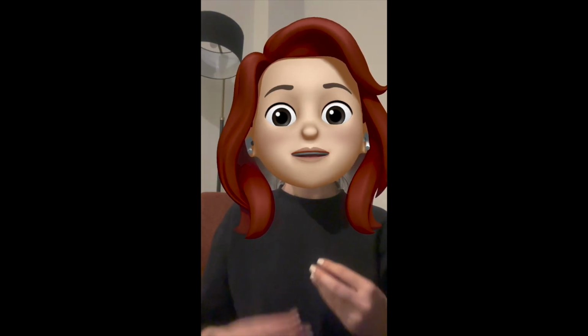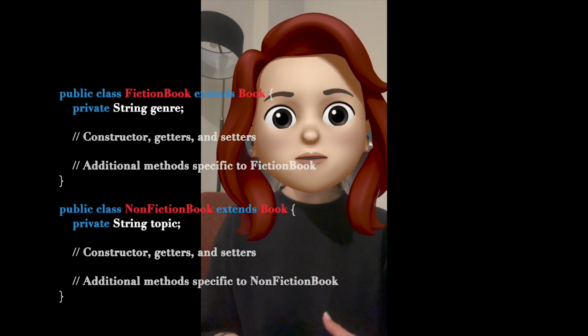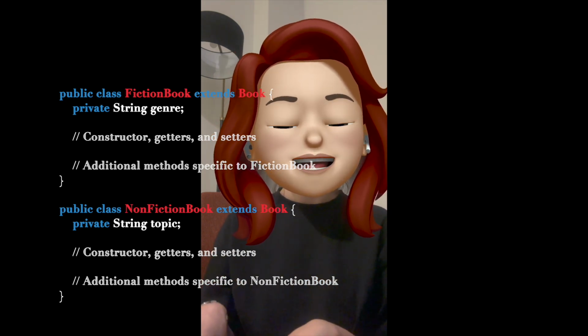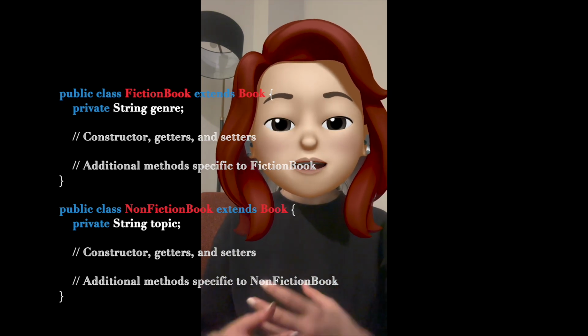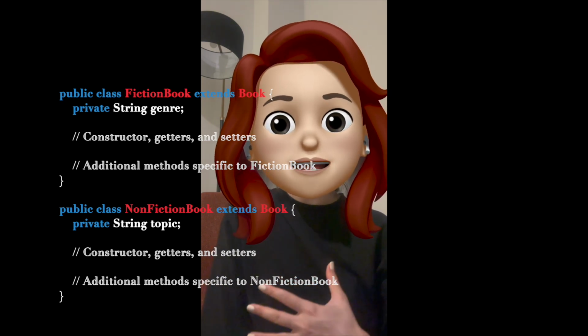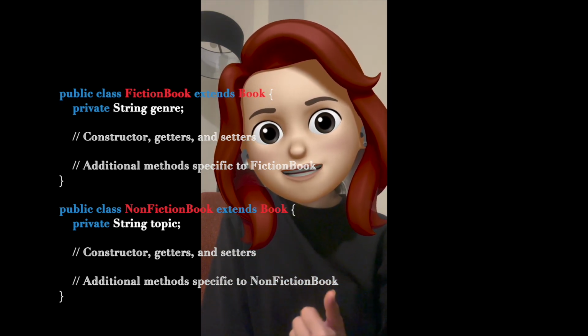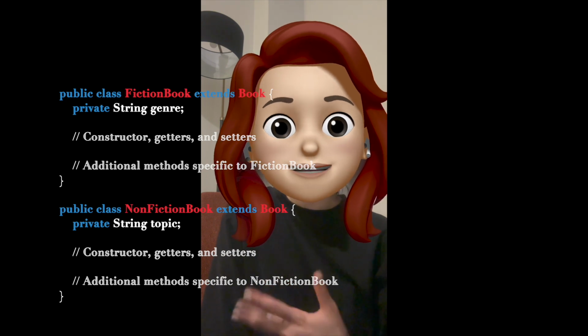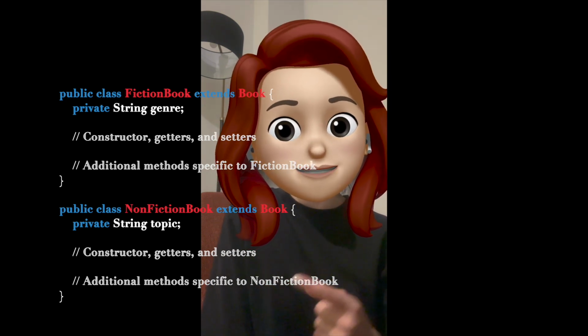Inheritance. Inheritance allows us to create new classes based on existing classes, inheriting their properties and behaviors. In our program, we can create specialized book types such as fiction book and non-fiction book by extending the book class.